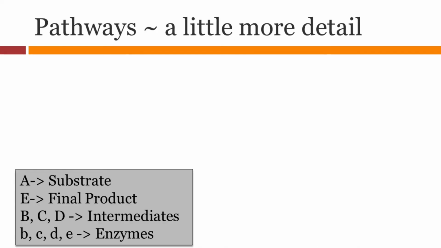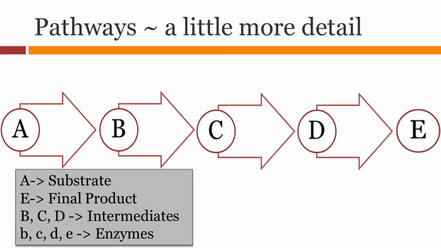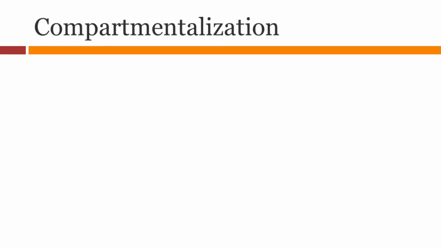In this diagram, the capital letter A would be called the substrate, and the capital letter E would be called the final product. Capital letters B, C, and D are known as the intermediates, whereas the b, c, d, and e in small caps are known as the enzymes which catalyze the specific reactions.